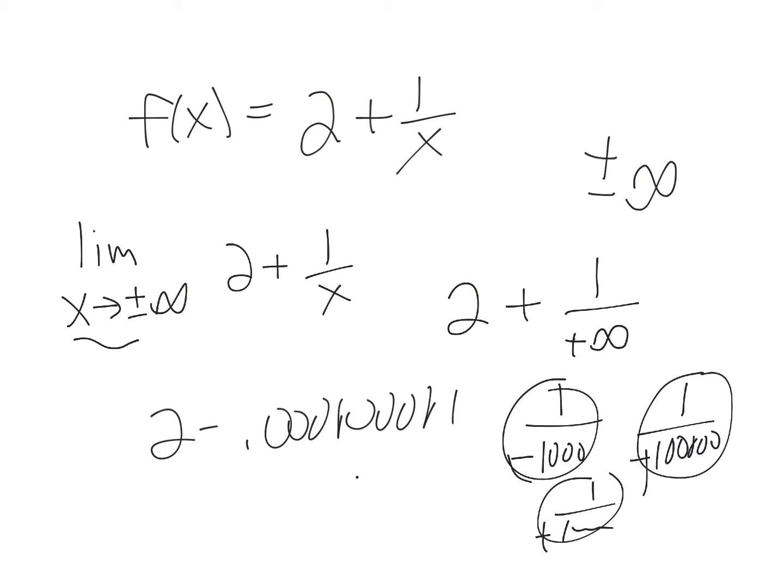So basically, this has a horizontal asymptote, HA, which would be the line y equals 2. It's important to write it as a horizontal line, too. If they ask you what the horizontal asymptote is, don't just say 2. Say y equals 2. Okay, so that's how that works. Not too bad.